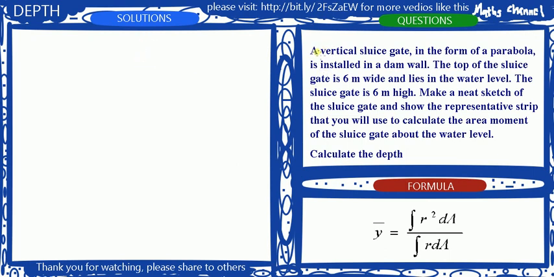We are given the equation of a vertical sluice gate in the form of a parabola. It's installed in a dam wall. The top of the sluice gate is 6 meters wide and lies at the water level, at the top, and the sluice gate is 6 meters in height.